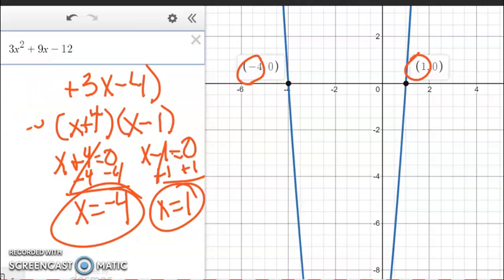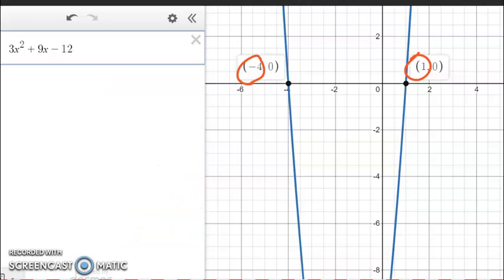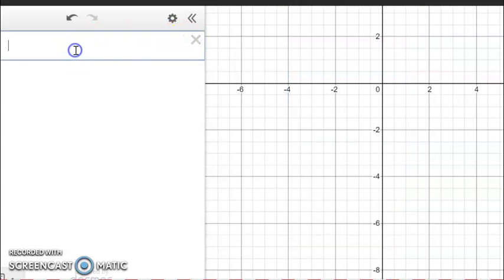I'm going to erase all this. Okay. And then we're going to try another equation. All right. Let's see. Let's go on here. It won't let me. Okay, so we're going to put another equation in.